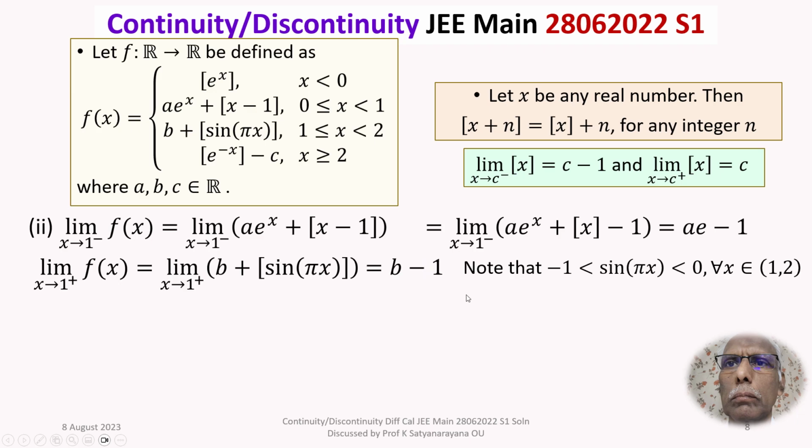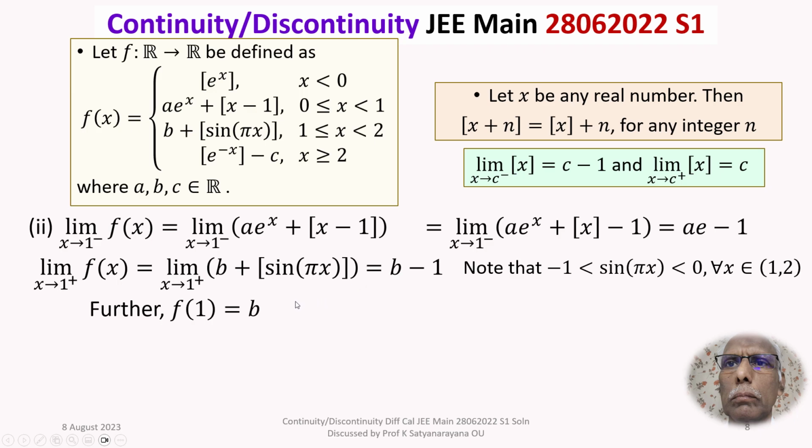And that is why the bracket of sine pi x will be minus 1. So, agreed. And now further f of 1. f of 1 means x is equal to 1. If x is equal to 1, sine of pi is 0, bracket 0 is 0, and it is b only.